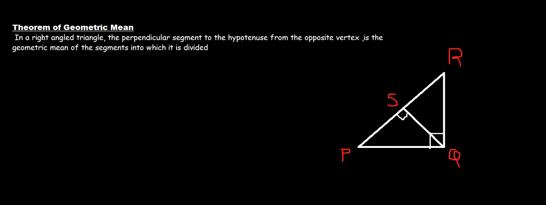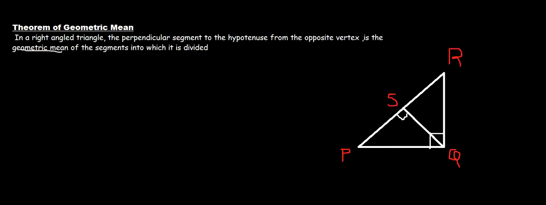So let's prove the theorem of geometric mean. So what does the theorem of geometric mean suggest? In a right angle triangle, the perpendicular segment to the hypotenuse from the opposite vertex is the geometric mean. Remember this word. It's very important. It is the geometric mean of the segments into which it is divided.